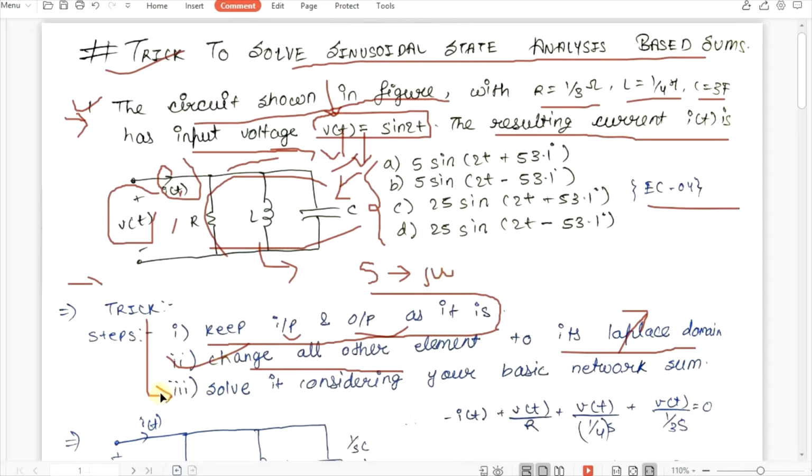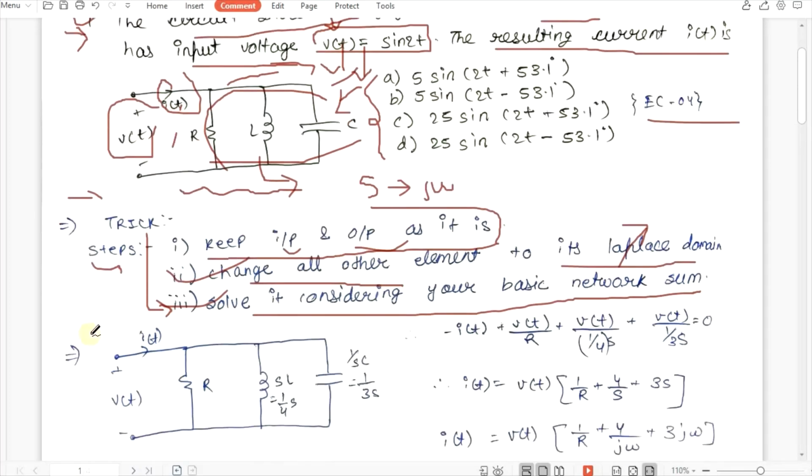And the last step is that you have to solve it considering it as your basic network sum. Once your network is converted into reactance, you just have to consider that as your basic network and solve it. So now let's apply this trick to get our answer very fast. So this is the circuit.